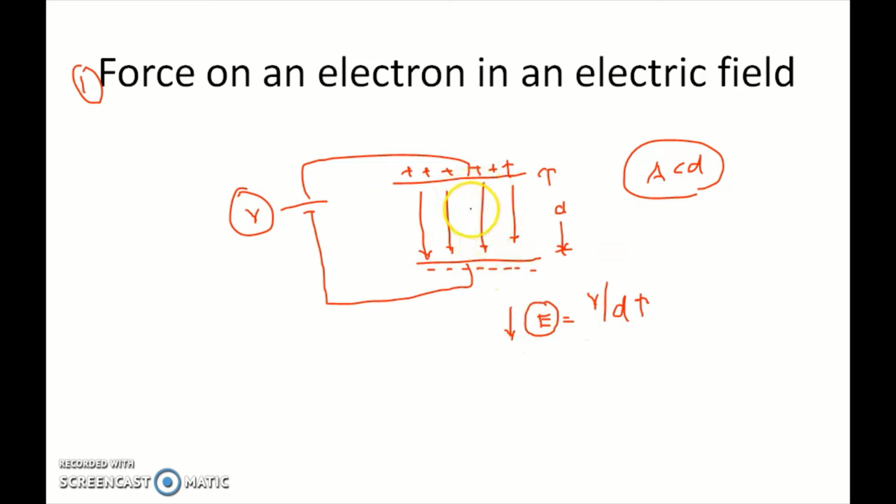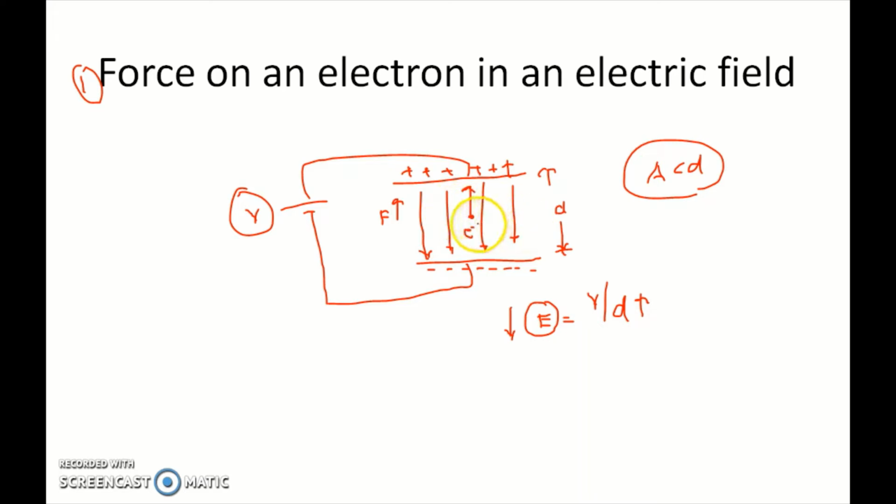In such an electric field, if an electron is located at this point, all of you know that the electron has a negative charge. Due to its negative charge, it starts moving towards the positive plate, because it is attracted towards the positive polarity. That means the electron moves towards the top side. Electric flux lines flow from top to bottom, but the electron moves from bottom to top. That means the force acting on this electron is in the upward direction.